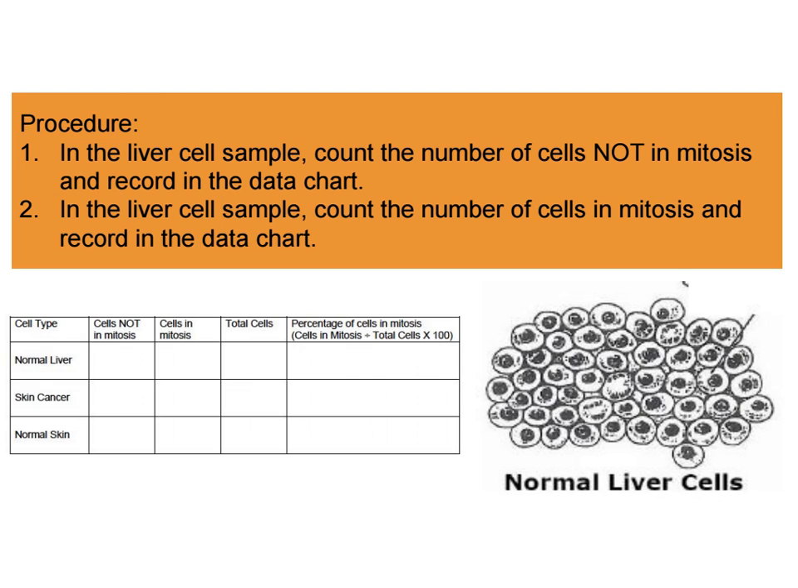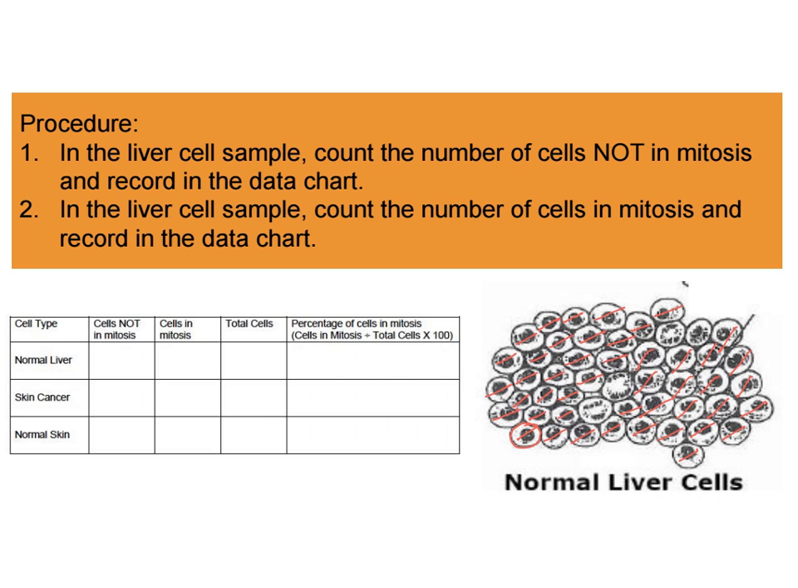In the liver cell sample, count the number of cells not in mitosis and record in the data chart. In the sample, we can see cells that are not dividing look like this. We can see a nucleus as a dark spot on the inside. So we're going to count these. 1, 2, 3, 4. I'm going to ask you to stop the video, continue your counting, and when you are finished, turn the video back on.